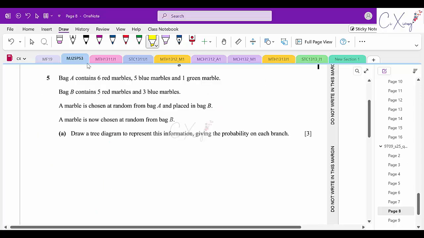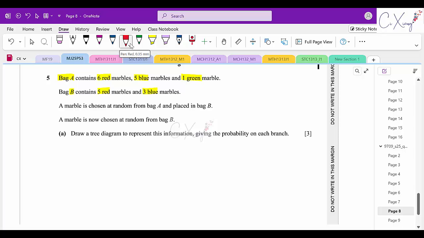Okay, so question number 5. We have bag A with 6 red marbles, 5 blue, and 1 green. For B, you are having 5 red, 3 blue. A marble is chosen from A and placed in the bag B. Then I choose another marble from B. Draw a tree diagram to represent this information, giving the probability of each branch.